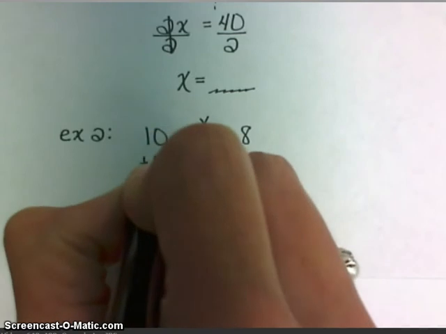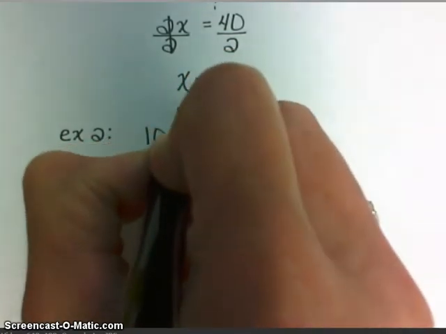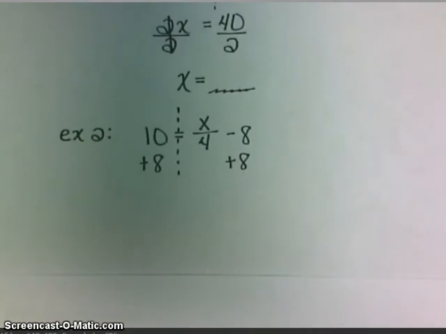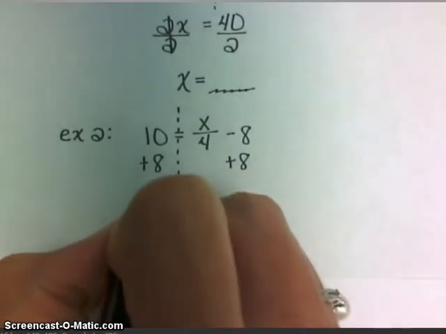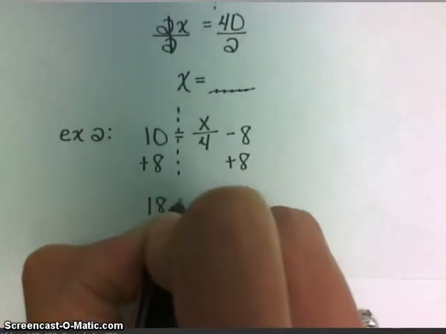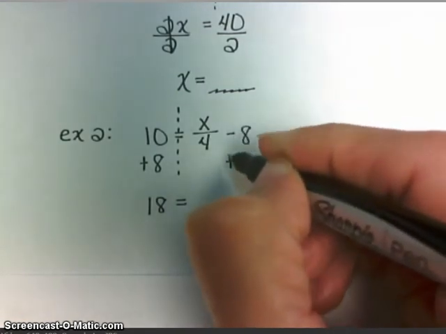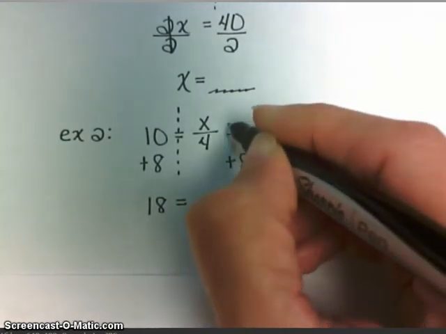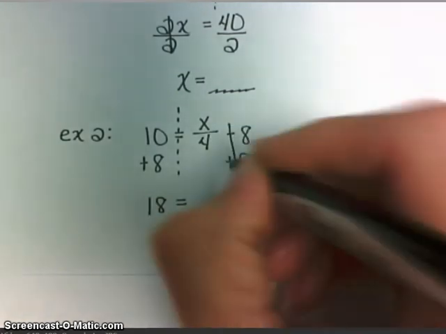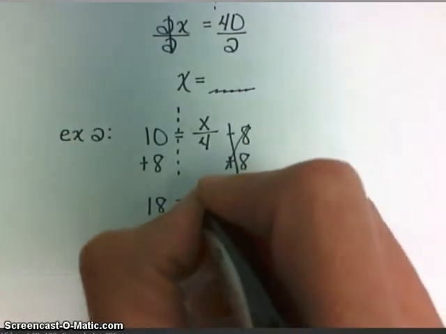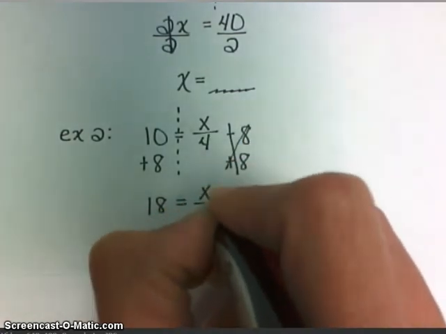Now notice this equation is backwards. So I'm actually working on the right hand side, moving stuff over to the left. 10 plus 8 gives us 18 equals negative 8, positive 8. If you type in negative 8 plus 8 in your calculator, that gives you your 0. So then you're just left with x divided by 4.